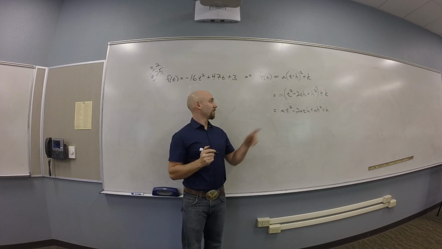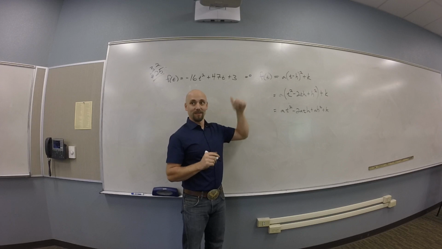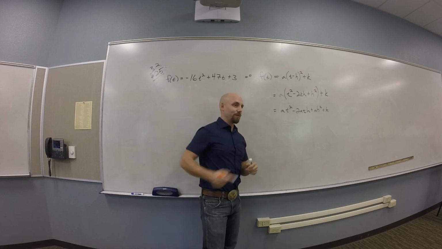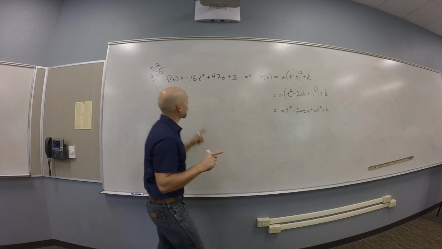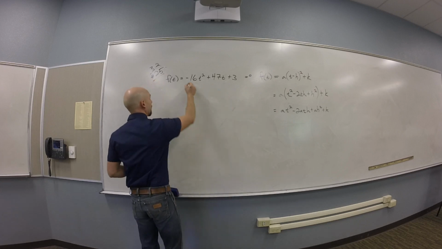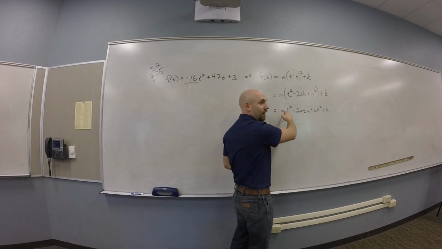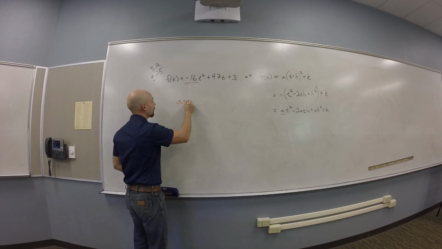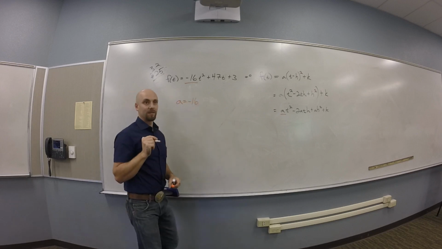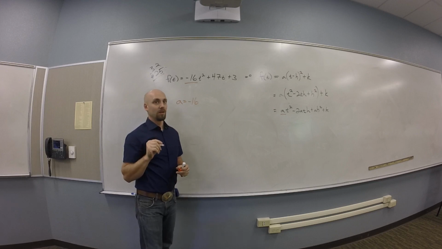But what's that supposed to be? That's supposed to be this. So, what's the thing on t squared over here? Negative 16. What's the thing on t squared over here? A. So I found out a should be negative 16. You guys with that?